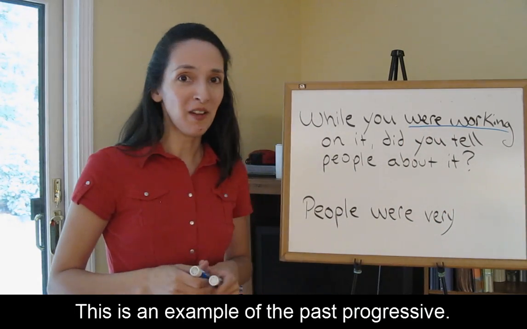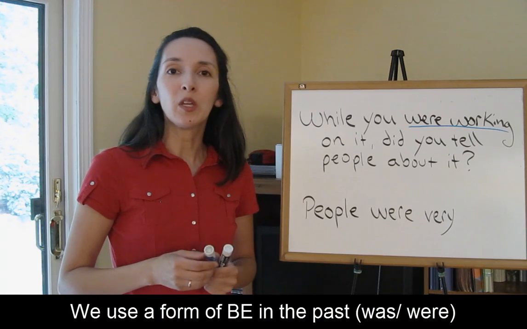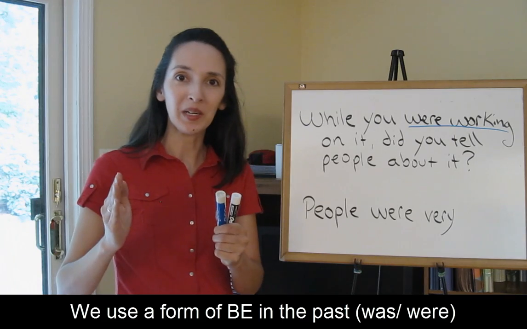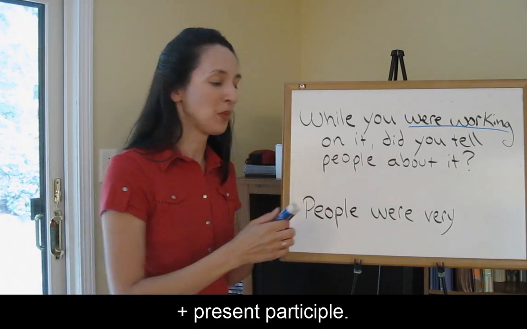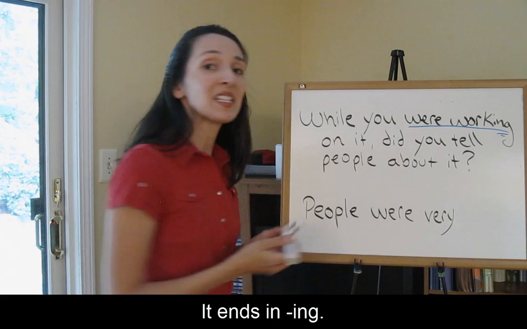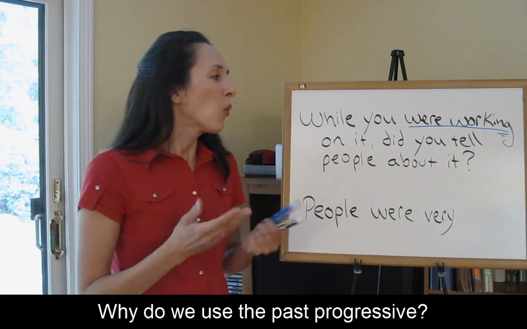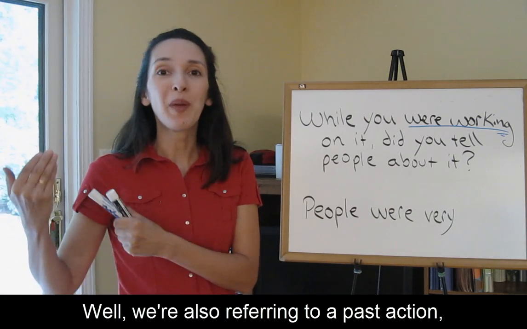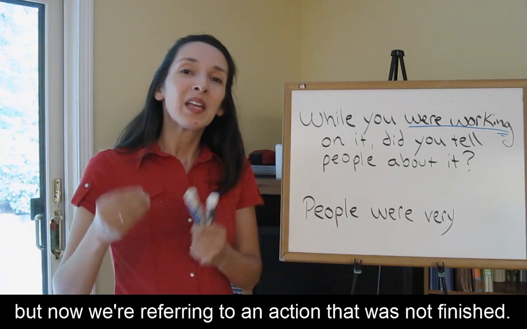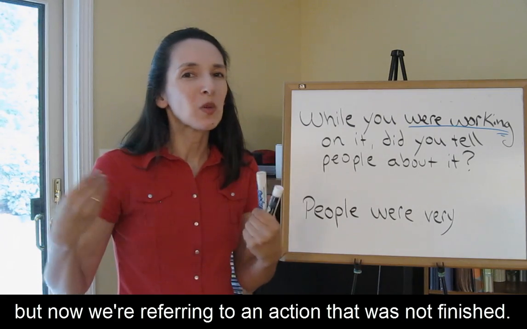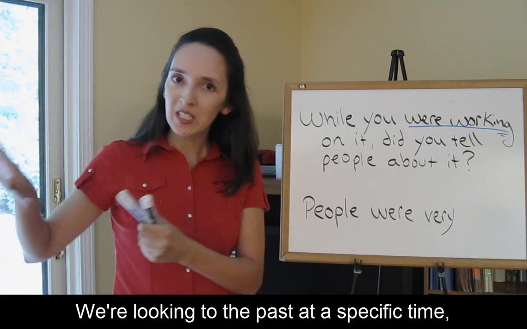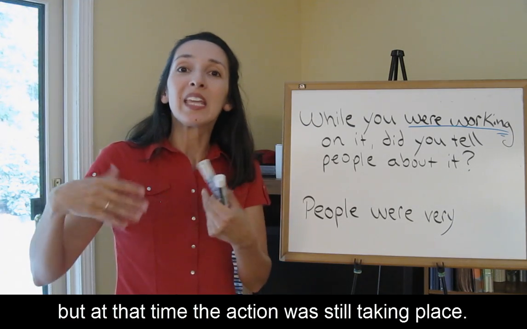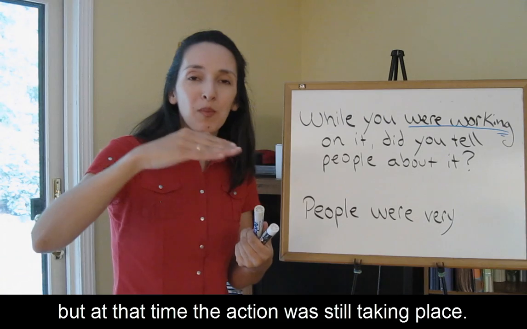This is an example of the past progressive. We use a form of be in the past, was or were, plus the present participle. It ends in ing. Why do we use the past progressive? Well, we're also referring to a past action, but now we're referring to an action that was not finished. We're looking to the past at a specific time, but at that time, the action was still taking place.